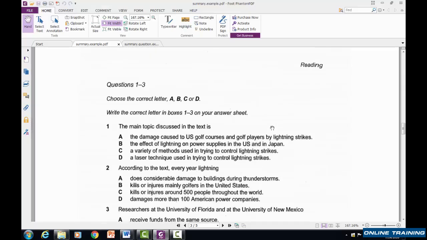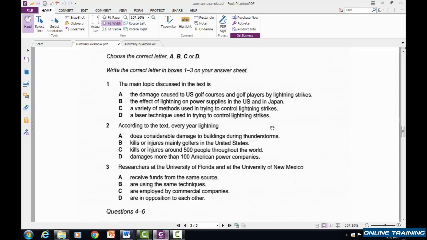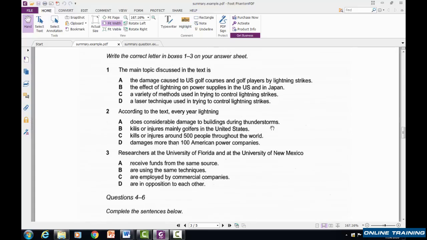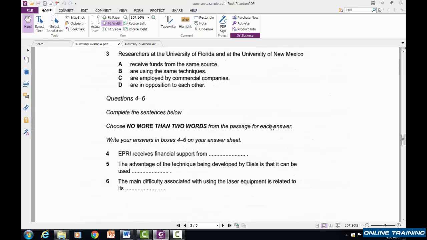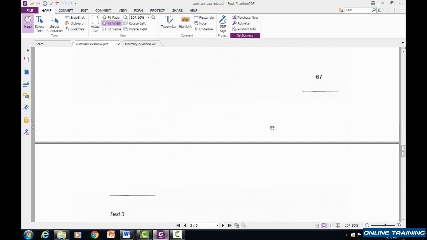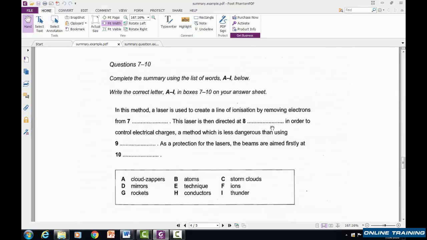All right. So first we have a multiple choice question, which we would do first because it goes in order. Then we have a complete the sentence, fill in the blank question, which we also do in order. And then we have our summary question. If we were doing this for the real exam, we would do our multiple choice question, then our fill in the blank question, then our summary question. And it should be a little bit easier.